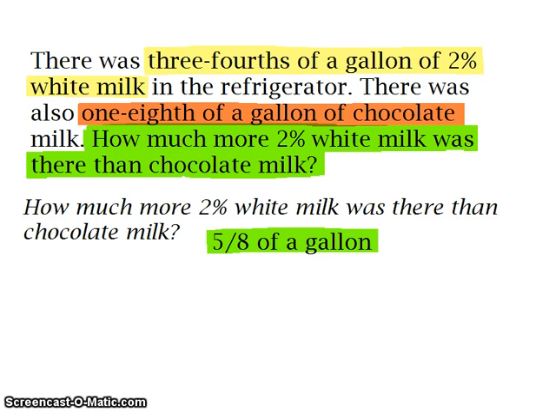We're going back to our first problem solving strategy. What are we looking for? We said we're looking to find how much more 2% white milk there is than chocolate milk, and our answer is 5/8 of a gallon.